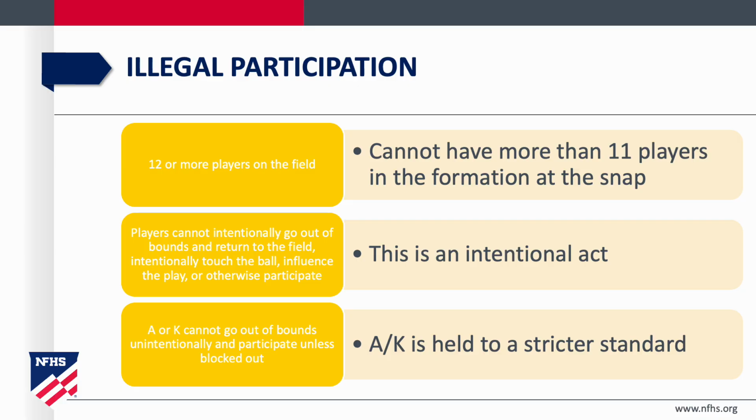As we have covered before, Team A or K has a stricter requirement when it comes to going out of bounds. They are not allowed to go out of bounds unintentionally unless they are blocked out by an opponent. If that is the case, they must return as soon as possible. Unlike other levels of football, they don't have to touch the football in order to commit a foul. If they participate after going out, they have committed illegal participation.